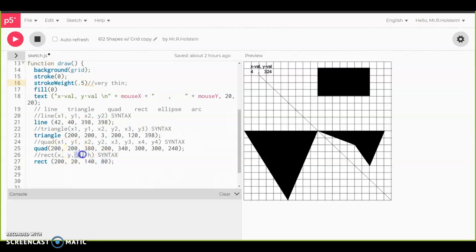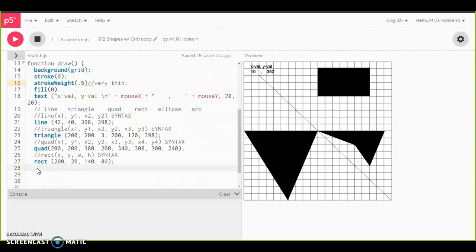I'm following width and height. I'm following the syntax of line 26. Line 27 gives me that rectangle, which you see already as drawn. I'll rerun it, and there we go. Now, the next one after rectangle: I'm way up here, so I did a line. I did a triangle. I did a quadrilateral. I did a rectangle. I need an ellipse.